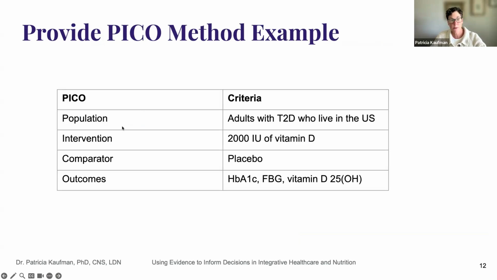This is an example of the PICO method. Population: adults with type 2 diabetes who live in the United States. Intervention: 2,000 IUs of vitamin D. Comparative: a placebo, so the other group was given a placebo. And the outcomes are HbA1c, fasting blood glucose, and vitamin D.